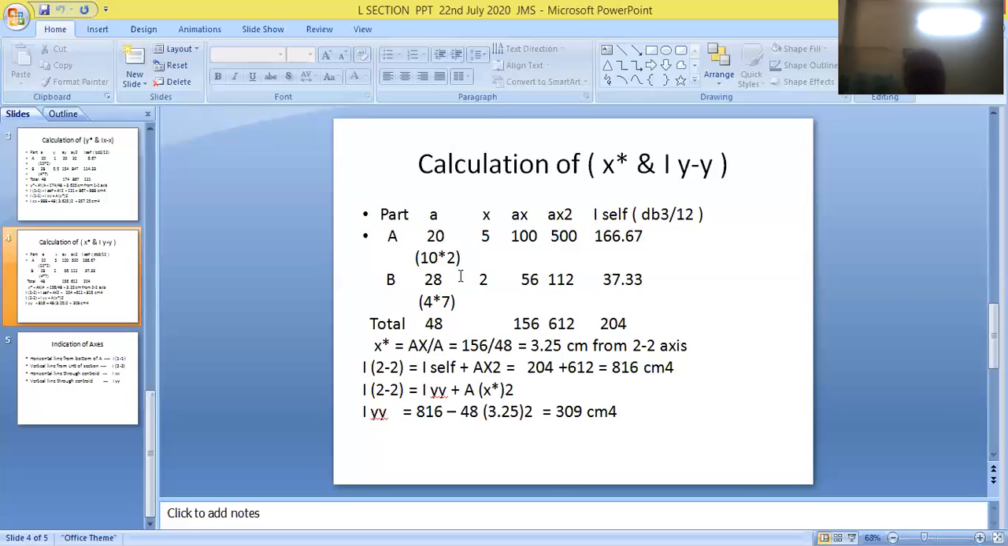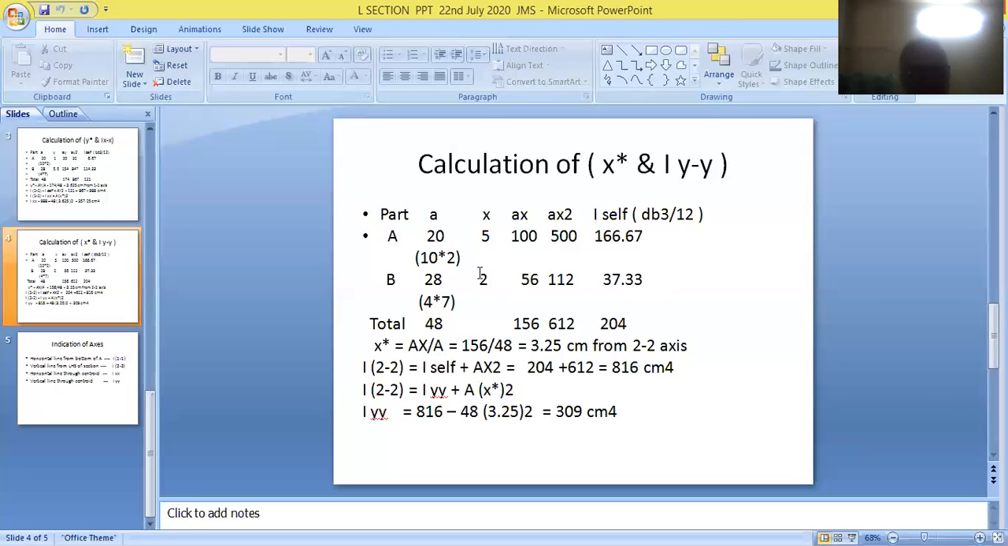So it has to be written within the brackets. B values to be written in the left hand side, D values to be written in the right hand side. So if you write these values in this manner, you will not be going wrong while making substitutions of dB values. Ultimately, you will be getting the correct figures of I self values. And friends, finally, selection of x values is very important. It has to be measured from two axes.